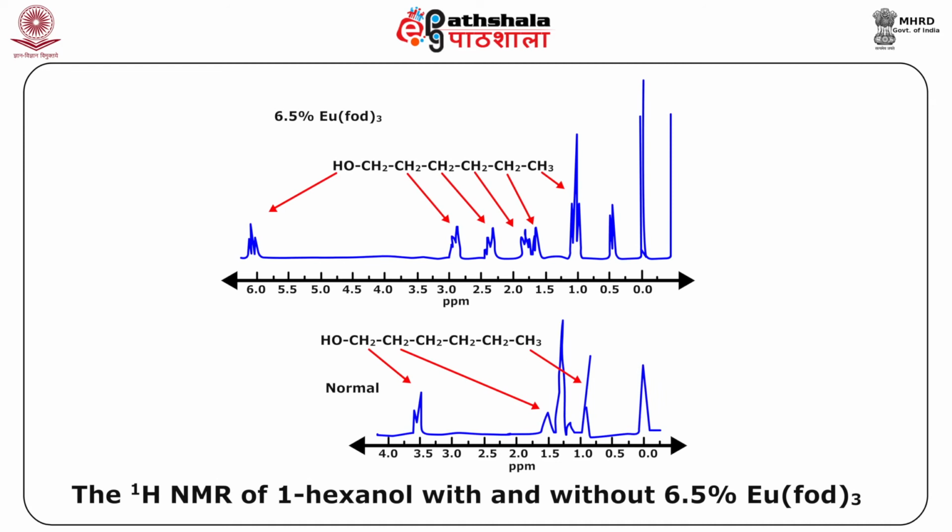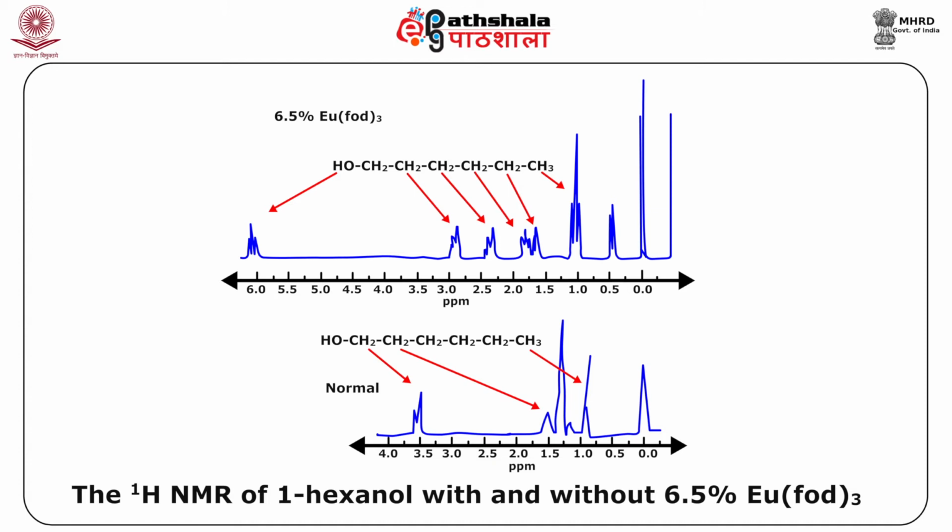The simplification of complex spectra by the addition of shift reagents can be explained by the example of 1-hexanol. In the absence of a shift reagent, as described to you above, the spectrum of 1-hexanol looks as shown in this figure. We can clearly see only the signals due to the terminal methyl protons, that is a triplet at a delta value of 0.9 ppm, and due to the methylene group next to the hydroxyl group, that is a triplet at a delta value of 3.8 ppm.